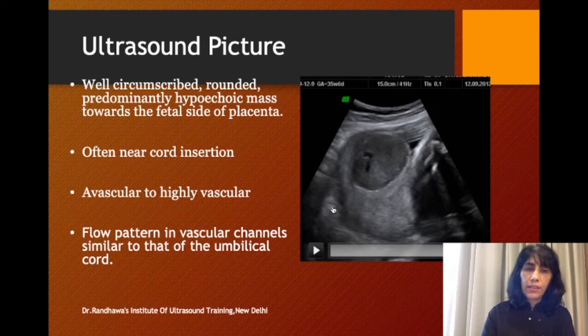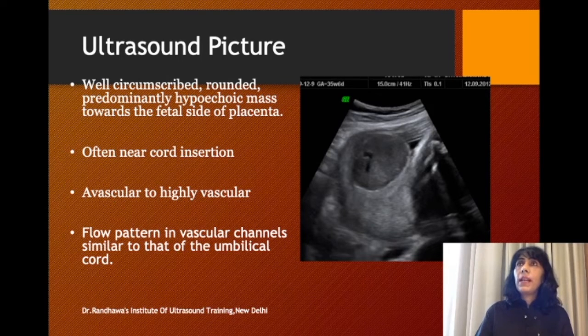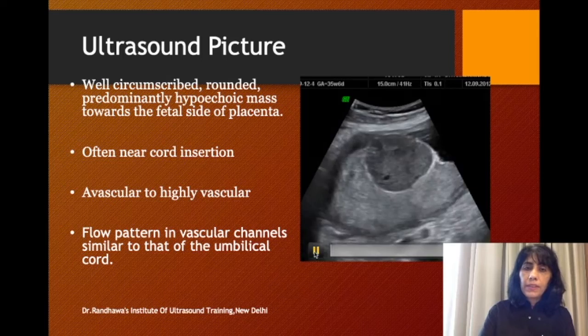Then the vascularity may vary. Some cases may be avascular, some cases may be highly vascular, and high vascularity holds significance because the higher the vascularity, the more are the chances of complications. We'll discuss the complications a little later. So keep this in mind.